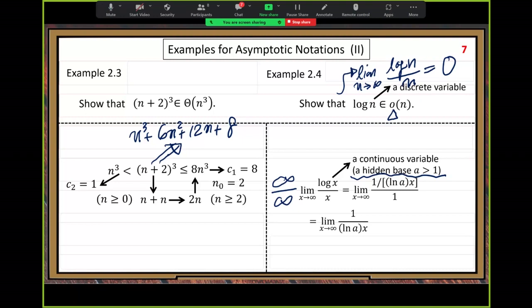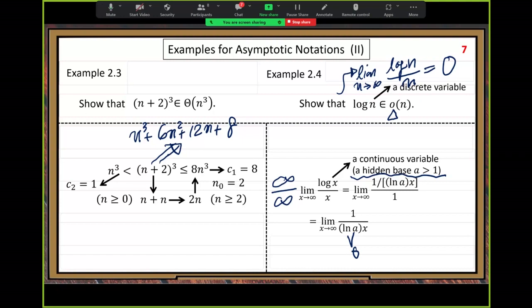Because a is greater than 1, this natural log of a is positive. It's a positive constant. All right. Now, let me ask you a question. Now, this is a ratio: the numerator is a constant 1, over the denominator function.